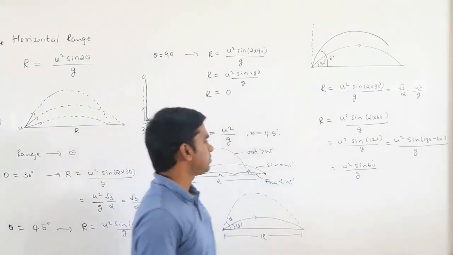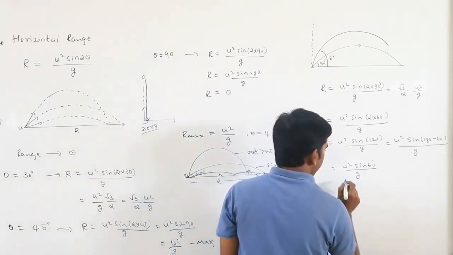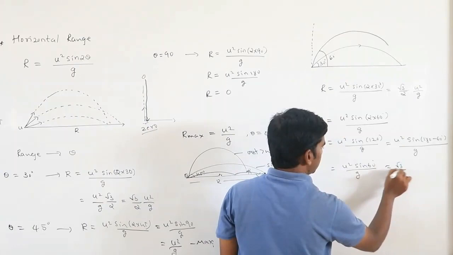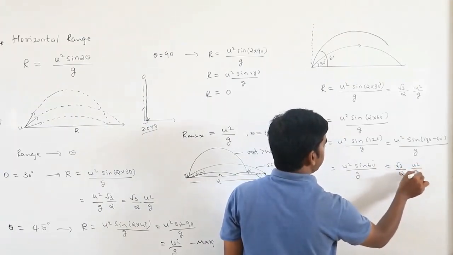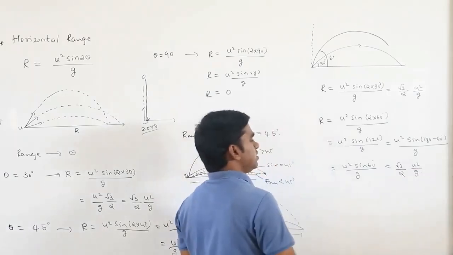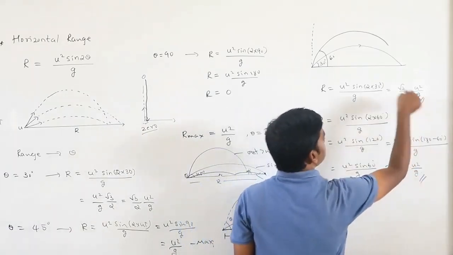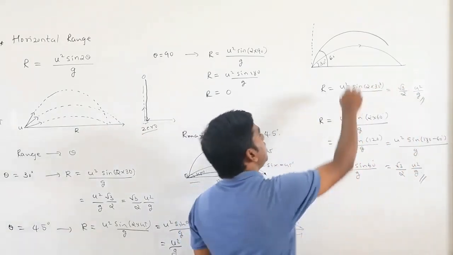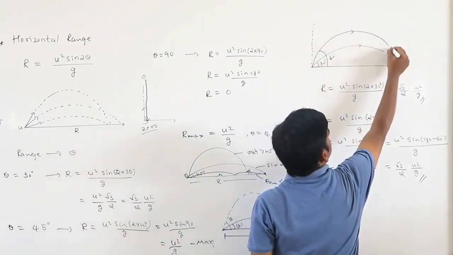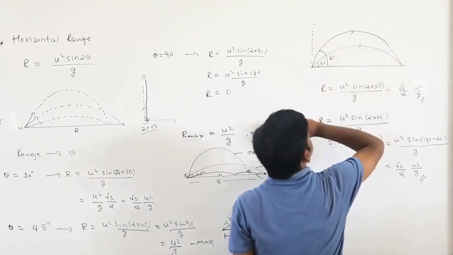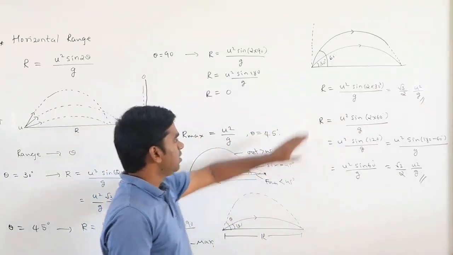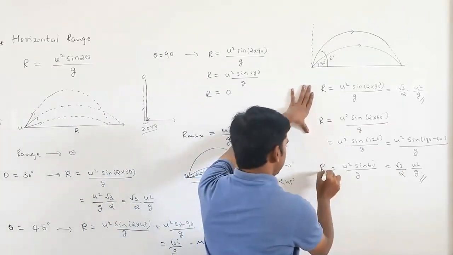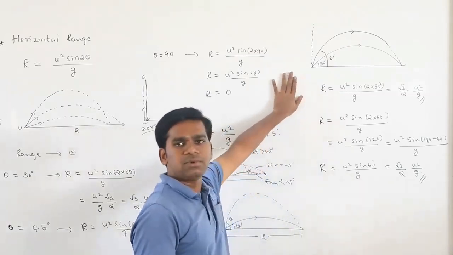Okay. So what will be the answer then? Again, the answer is root 3 by 2, you can write u square by g. You are getting the same value, the same horizontal distance. That means this will also come here only. That means two angles are having the same horizontal range. The range is same for two angles.